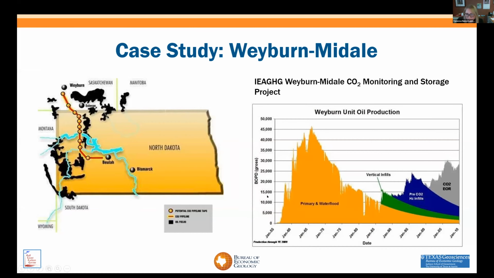On the right, you can see the production curves. You can see the primary plus water flooding in yellow here. And then you can see some other operational activities that increased production until CO2 was injected. And so here in the gray shade, you can see the incremental recovery due to CO2-EOR at Weyburn.